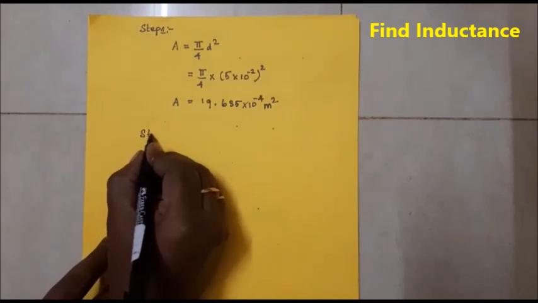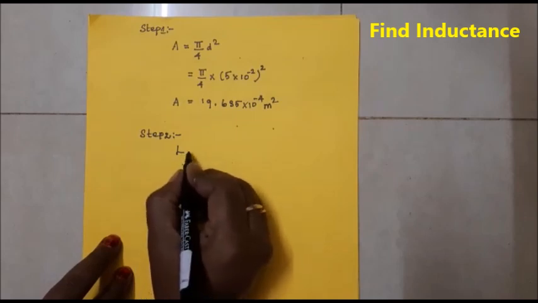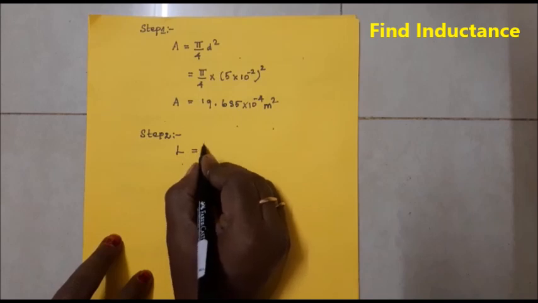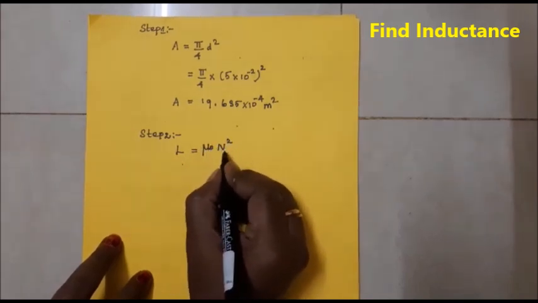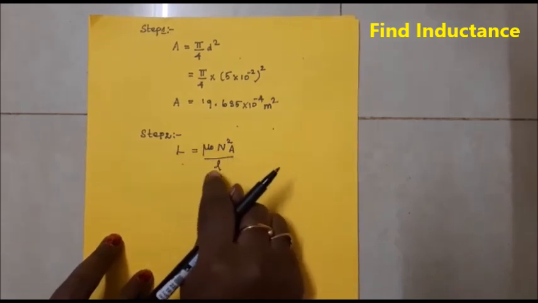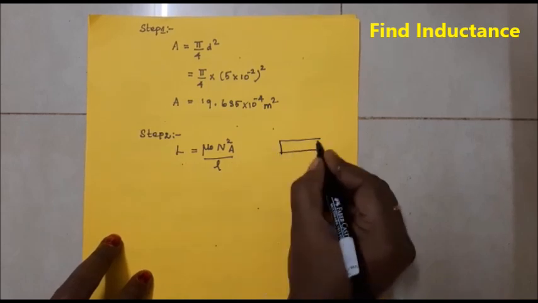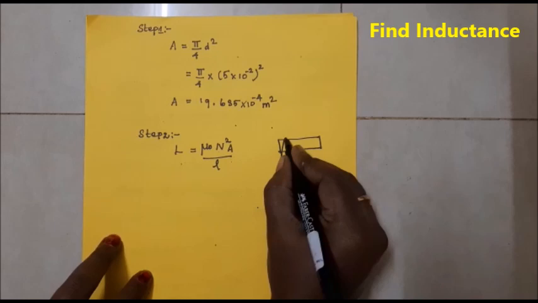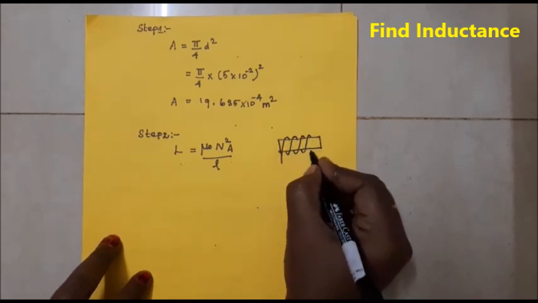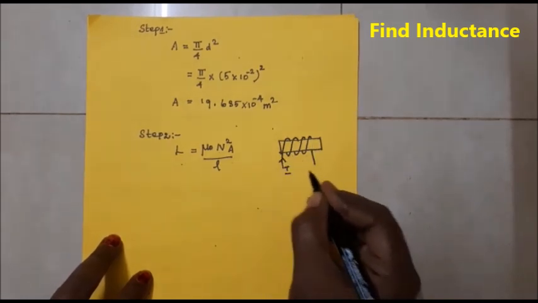Next, we are getting into step 2. In step 2, we are going to find the value of inductance, denoted by L, whose formula is L equal to mu naught N square A divided by L, and this is the formula for the inductance of a solenoid. We all know that this is the construction of a solenoid, and it consists of a conductor or winding or wire, having N number of turns through which the current I is flowing.